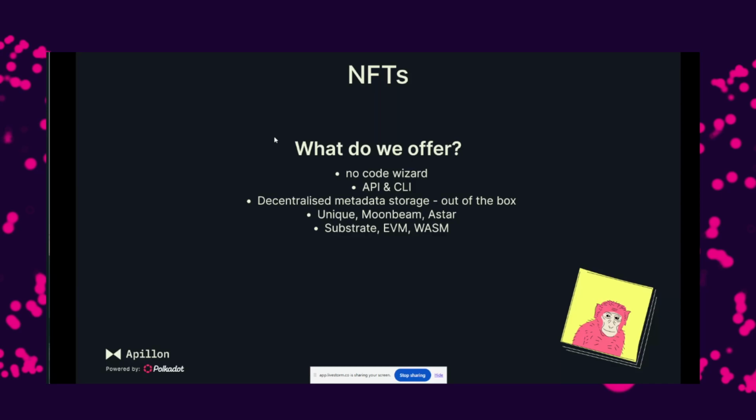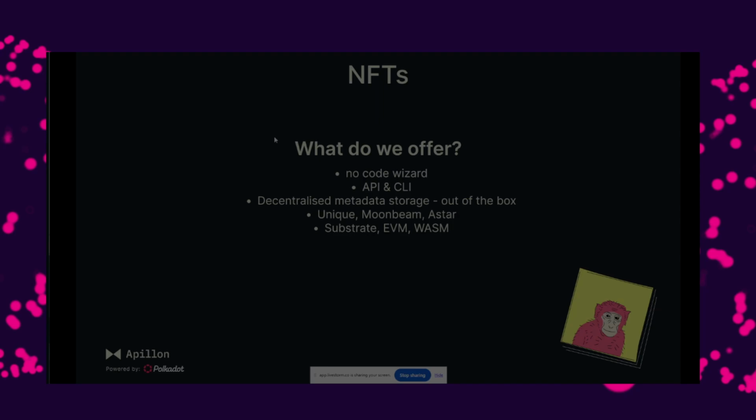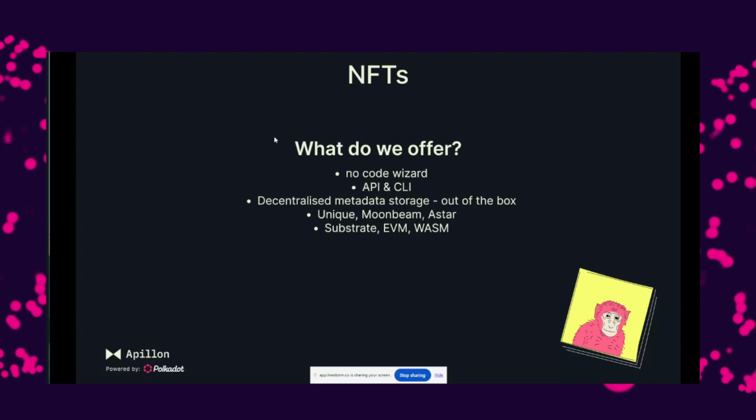Out of the box, we build the metadata and automatically create a bucket in our storage, and we store the metadata in decentralized storage. So we are now connecting two services at the same time. I will display how this looks. When we are talking about NFTs, we support three parachains right now: Unique, which is Substrate-based and EVM-based, and then two EVM-based chains, Moonbeam and Astar.